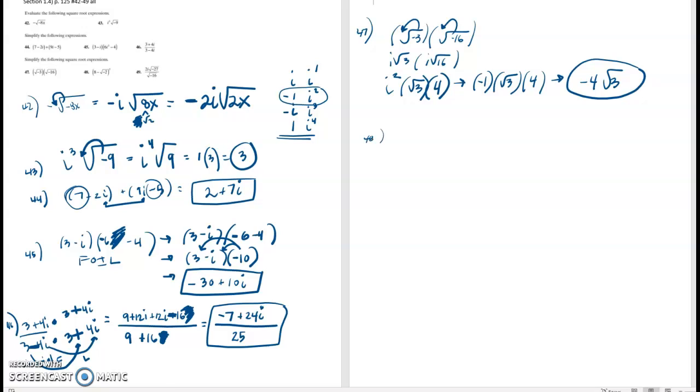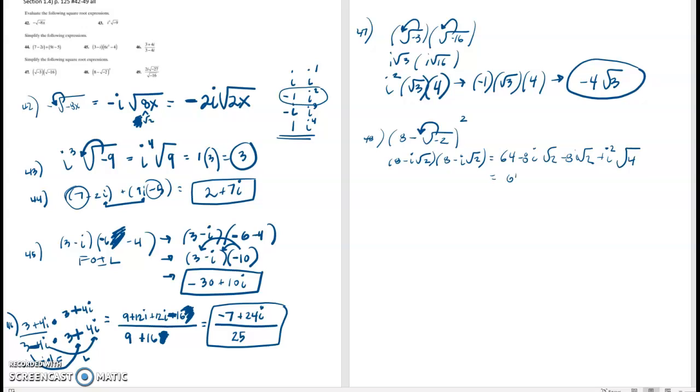Number 48. 8 minus the square root of -2 quantity squared. The very first thing you need to do is hop out an i. So I'm going to hop out an i, and then I'm going to write that twice. So it's going to be 8 minus i radical 2 twice. I'm going to FOIL that really quick. That's going to be 64 minus 8i radical 2 minus another 8i radical 2, and then a negative times a negative is a positive i squared. Radical 2 times radical 2 is radical 4.